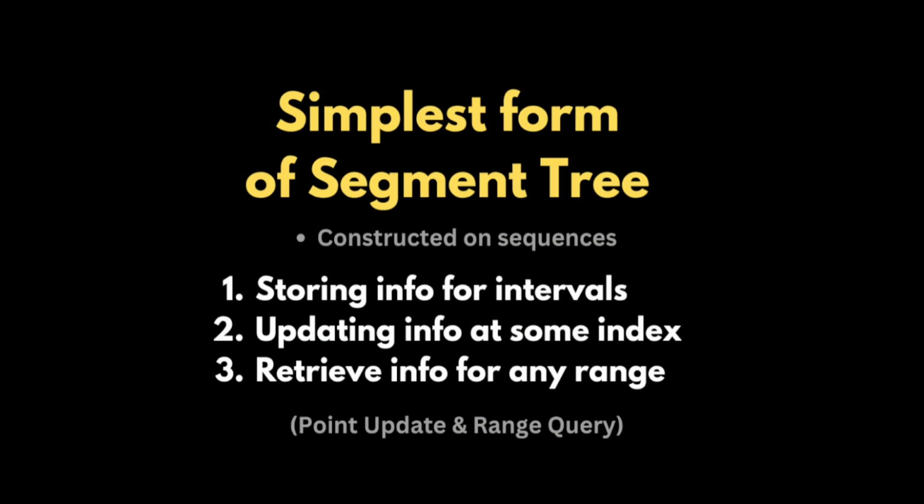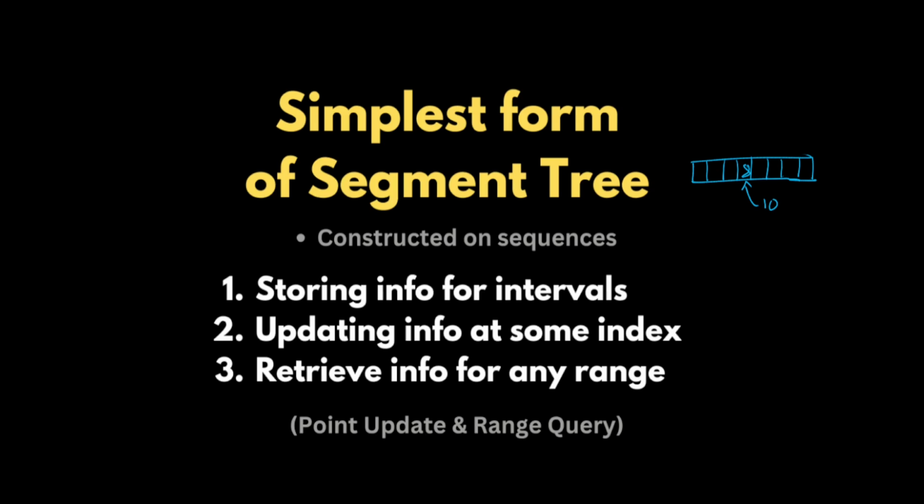So now let's look in depth at what a segment tree does. The simplest form of segment tree is constructed on sequences or arrays, as we saw earlier. We use segment tree to store information for some intervals, and let's say we want to update the index with some new value. So let's say we are given this array and we want to update this index with some new value. Let's say earlier it was 8 and then we want to update it to 10.